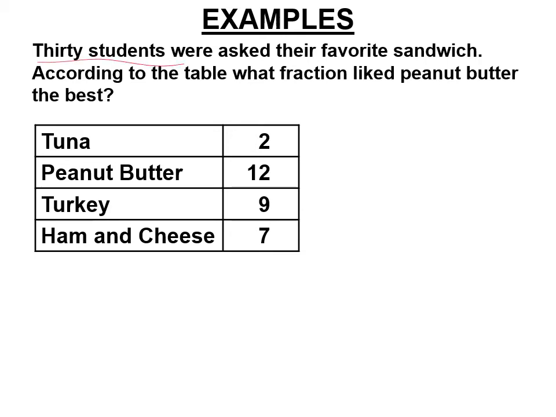30 students were asked their favorite sandwich. According to the table, what fraction liked peanut butter the best? Well, peanut butter got 12 out of 30, and these should add up to 30. You could check that. 14, 20, they do, but there might also be an other that hasn't been included in the table, so that's why I put 30 students there. And so we have 12/30ths, but we're never going to leave our fractions unsimplified. Largest number that divides into 12 and 30, well, 2 works, but I think 6 is there. So 12 divided by 6 is 2, 30 divided by 6 is 5, we got 2/5 again.